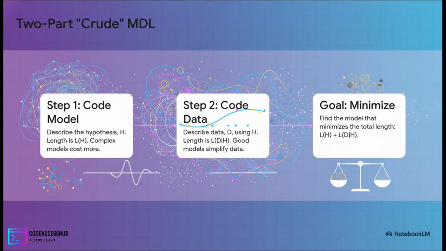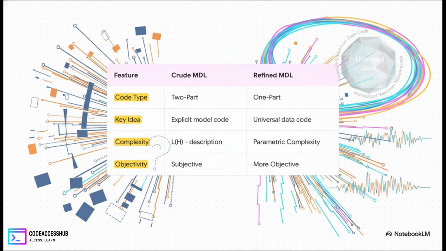And this is the magic of MDL. It automatically finds the sweet spot. You can't just cheat by picking a ridiculously complex model to make the data description tiny, because the cost of describing the model itself, L of H, would just go through the roof. It's a built-in trade-off. But that crude approach had one little issue.